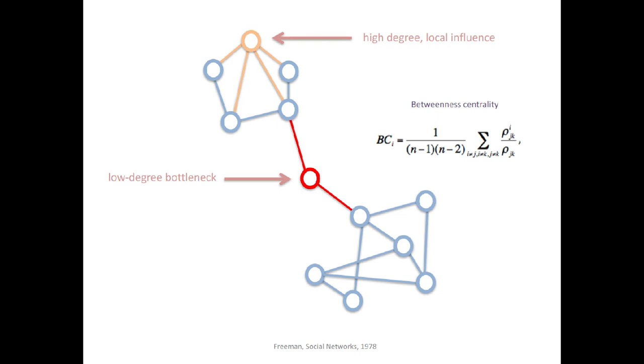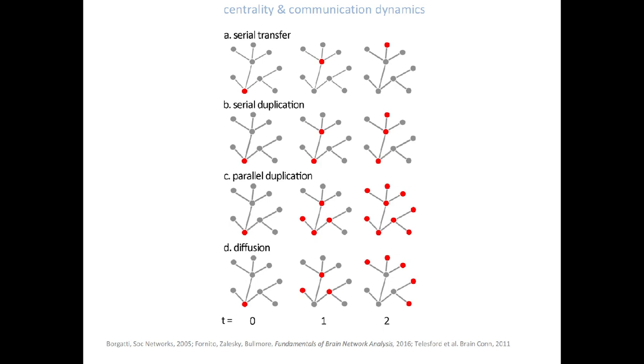So basically for every pair of nodes, you pick one node, then you look at every other pair of nodes, you find the shortest paths, and you work out the proportion of shortest paths that pass through node i, and then you normalize that by the total possible paths. And that's betweenness centrality.